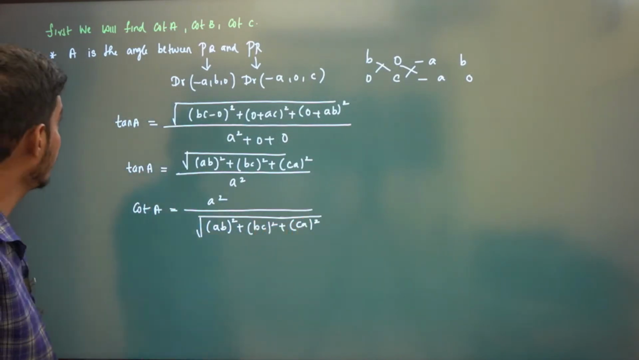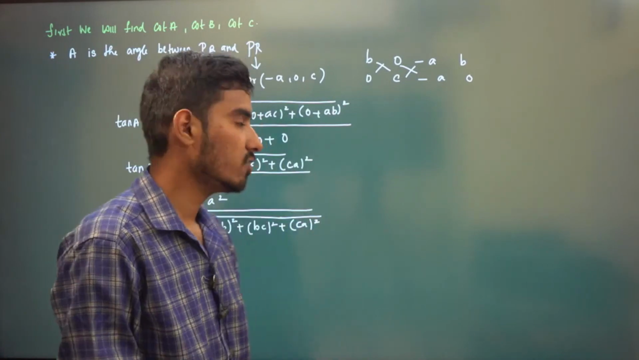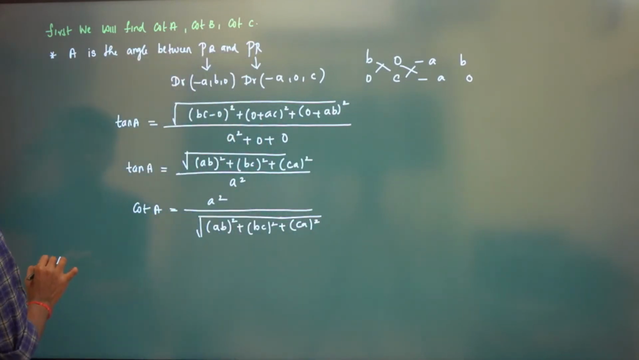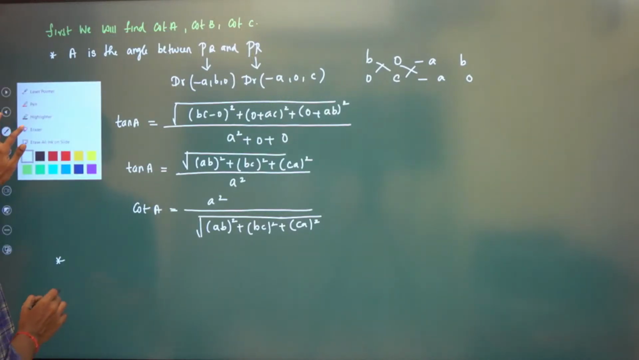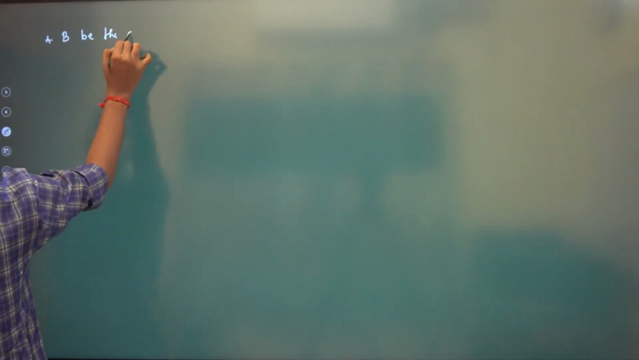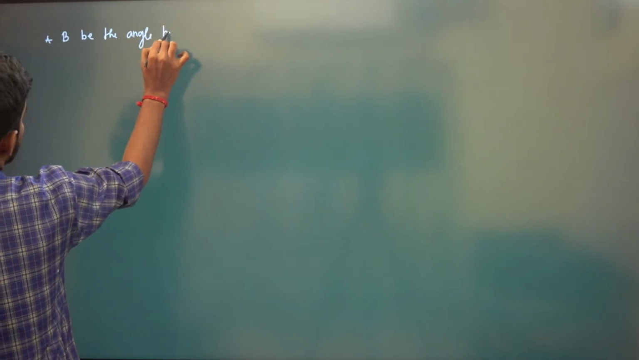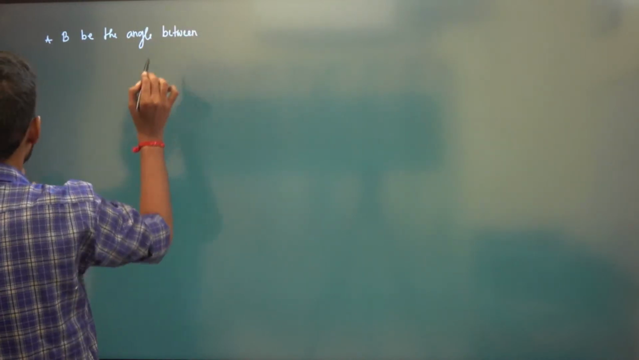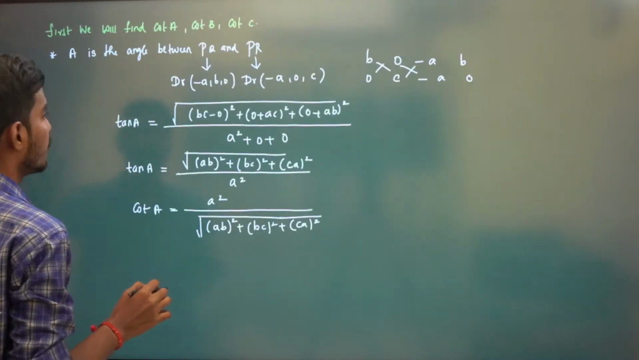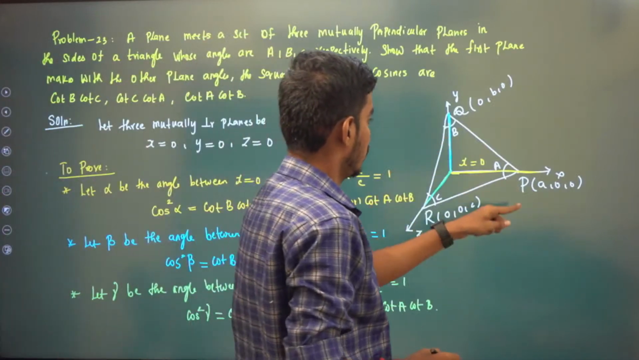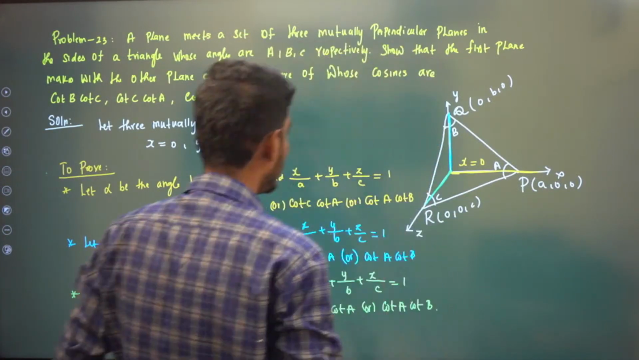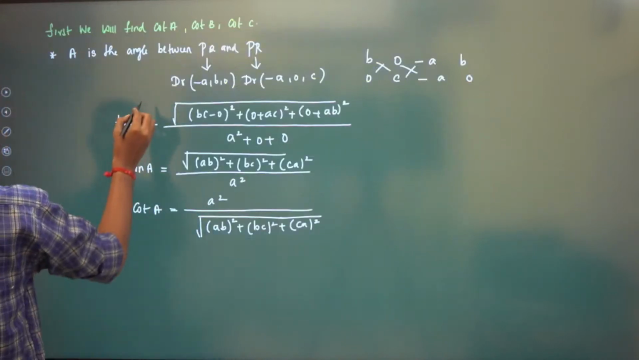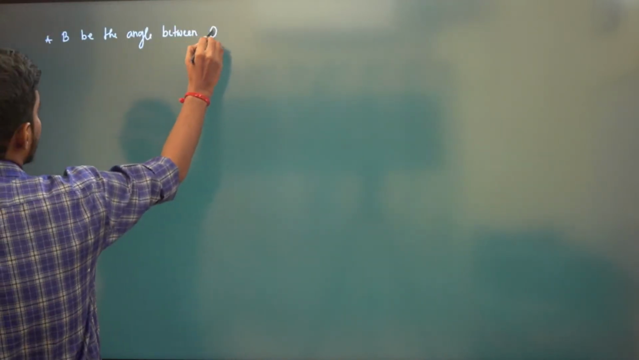Similarly, you need to find cot B and cot C. I'll find cot B, you find cot C. Now, let B be the angle between QP and QR.